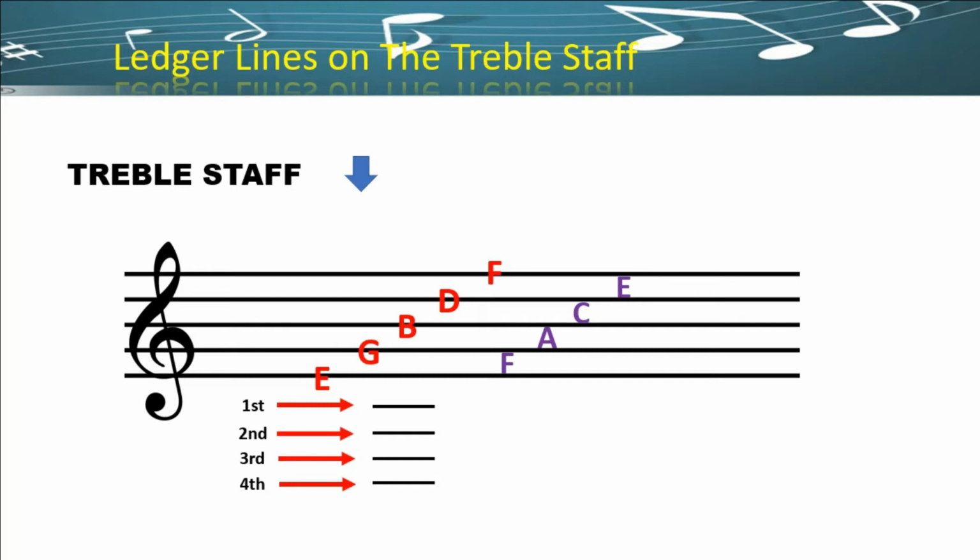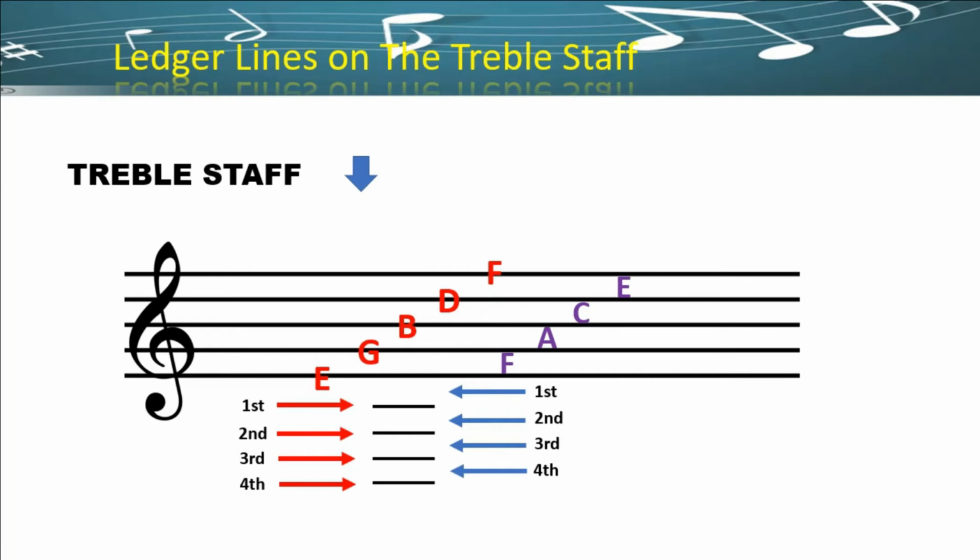So in the same way, the alphabet names of the lines and spaces of ledger lines we can still find out. So now, where is the first space? The first space will be the space below the staff. That is the first space. Now this is the second space, this is the third, and this is the fourth.